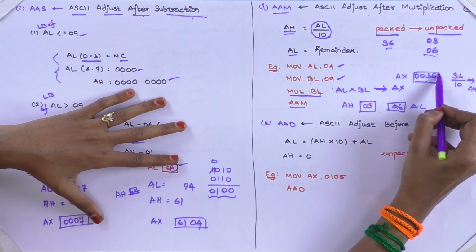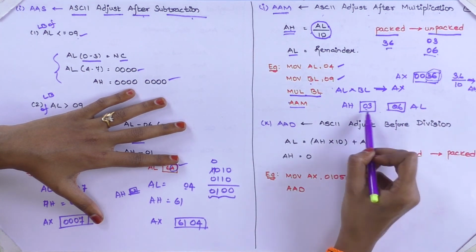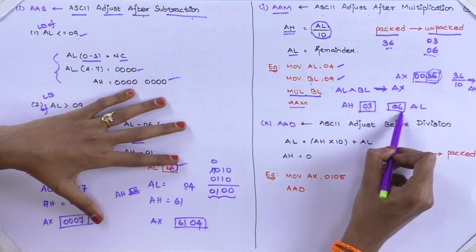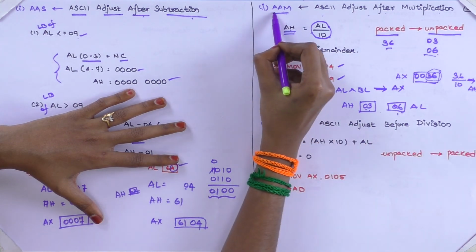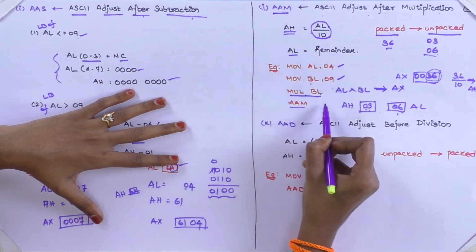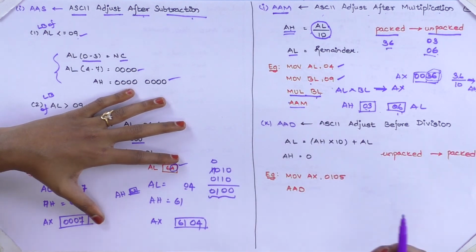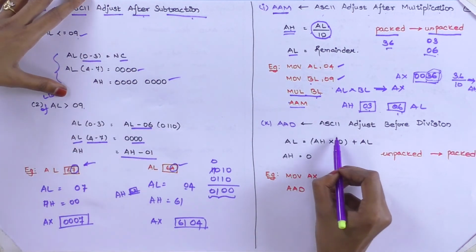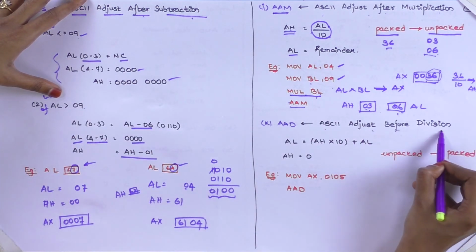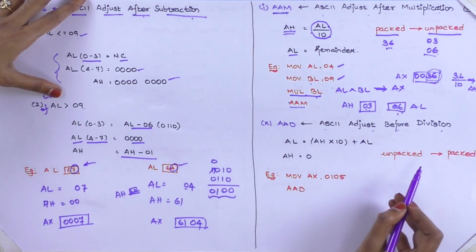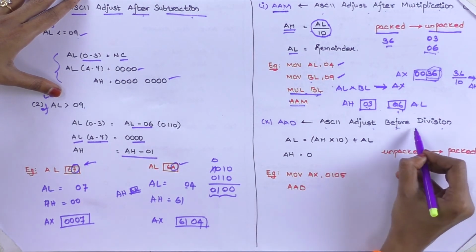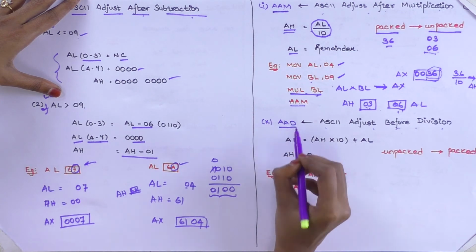See here, the packed number 36 has been converted into the unpacked 0306. This is what happens if you use AAM. You have to use it after multiplication. The next instruction is ASCII adjust before division, AAD. If you want to perform a division, before that you have to use this AAD.